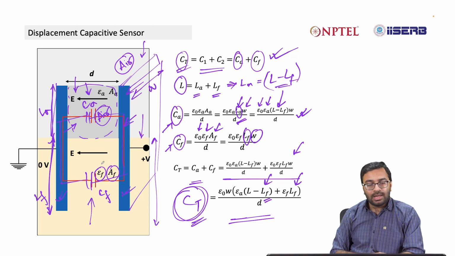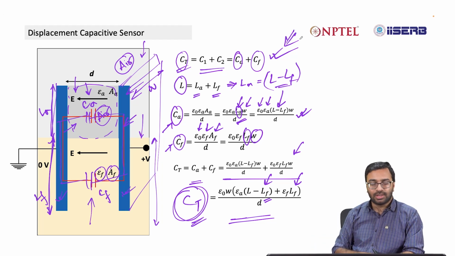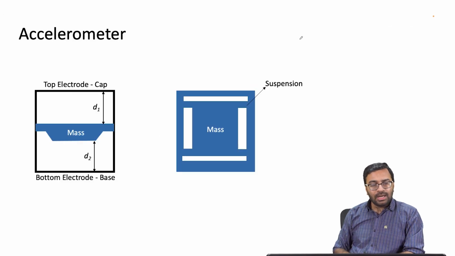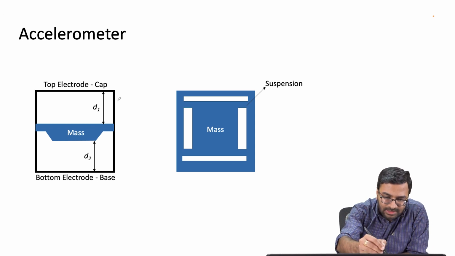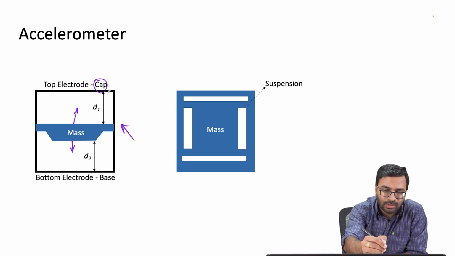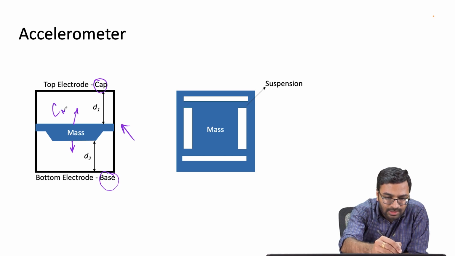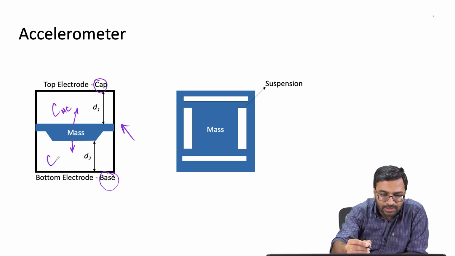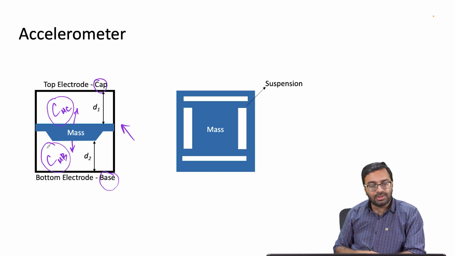So this is an application of a capacitive sensor, and this is how you can calculate the values associated with the same. Similarly, you can also think of a displacement type capacitive sensor, where you have a mass. This is the side view of the sensor. You have a mass which is movable in both upward and downward directions. You have a top electrode which is known as the cap. You have a bottom electrode which is known as the base. Now you have a capacitance between the mass and cap, and a capacitance between the mass and base. So you have two capacitances associated with this structure.